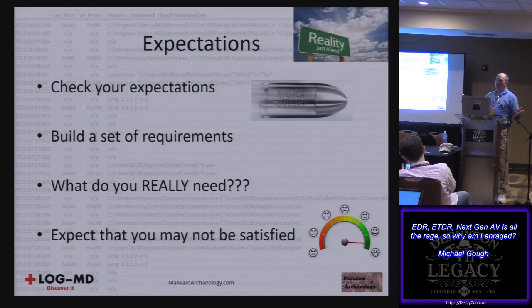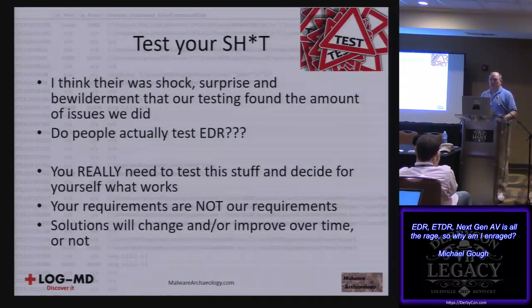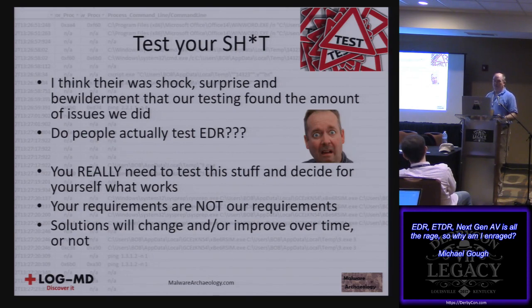Build a set of requirements. What do you need? What do you really need? And expect you will be disappointed or not satisfied with solutions. We had a simple scale, 0 to 3. You did nothing, you did okay, or 3, right? So it was a real simple score. And we added them all up, and only 2 solutions were close to one another, and the rest weren't even close. But again, preventative was a big part of what we wanted, and tier 1.